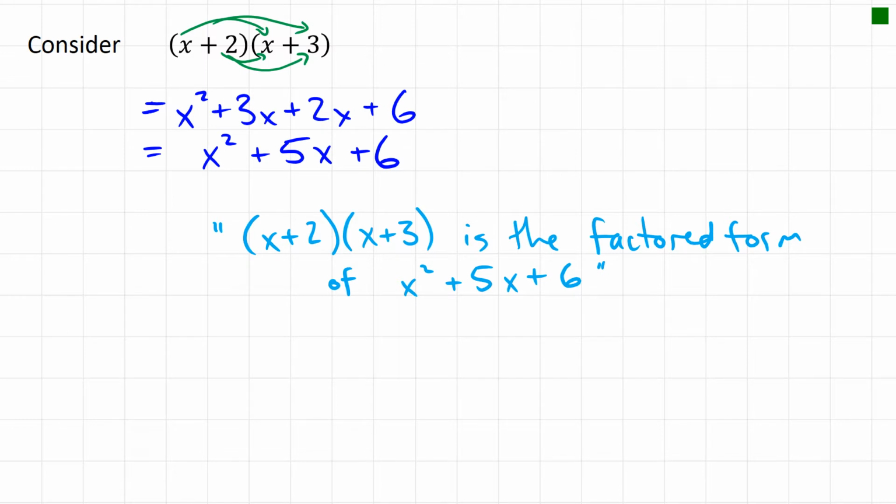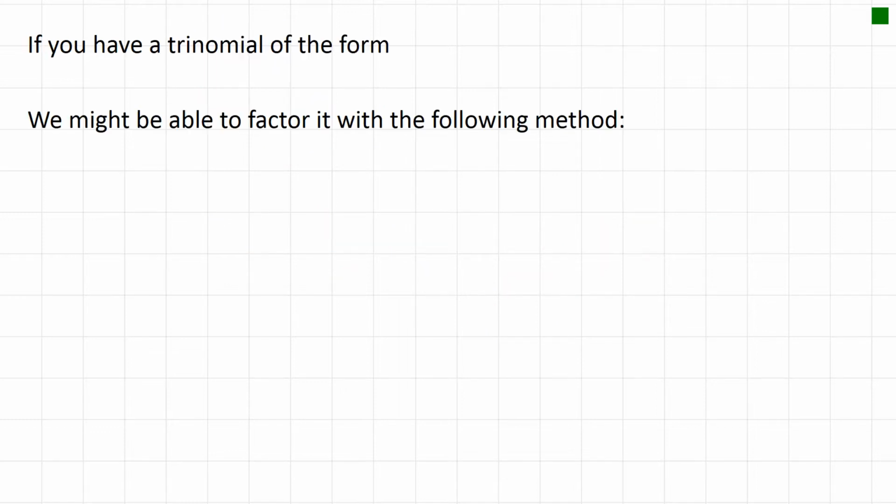So what we're going to be doing is factoring polynomials that look like this, and here's b and here's c. These numbers can be other things, but we're going to be factoring expressions that look like this into pairs of binomials. So if you have a trinomial of the form x squared plus bx plus c, we might be able to factor it with the following method.